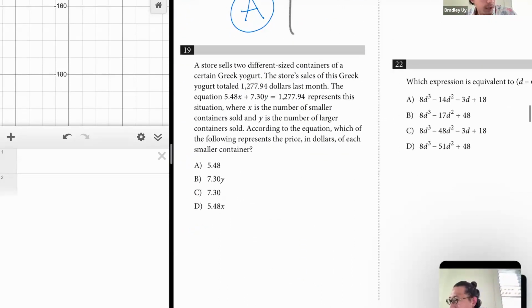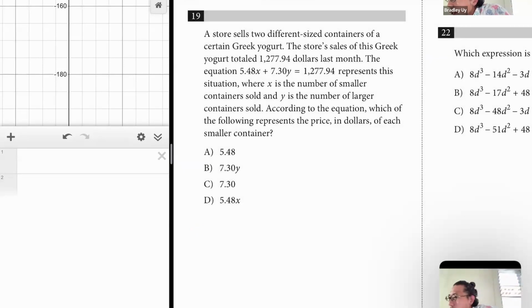19. Yogurt. Total sales is $1,277.94. That appears here. This equation has to do with money, okay? Because it's about sales. This is a figure that represents dollars. X is the number of small containers, okay? Now, which is the price of a small container?